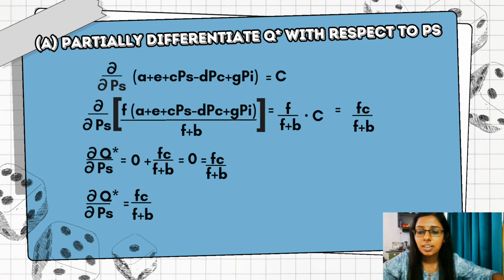Del Q divided by del PS of F in bracket of A plus E plus CPS minus DPC plus GPI divided by F plus B equals F divided by F plus B times C, which equals FC divided by F plus B. So now del Q divided by del PS equals 0 plus FC divided by F plus B. Del Q divided by del PS equals FC divided by F plus B.